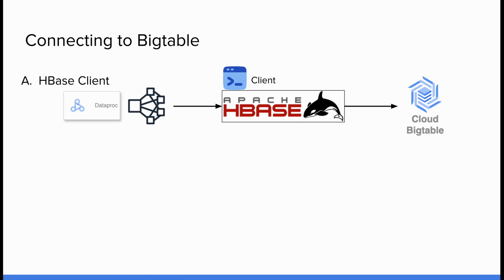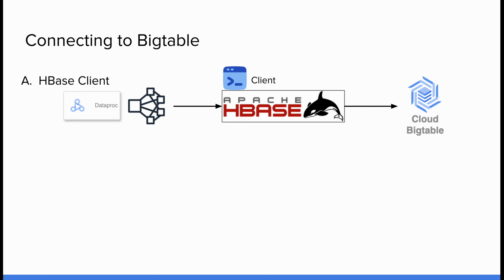Now this slide shows the two ways to connect Dataproc to Bigtable. First, we have the HBase client. This involves connecting your Dataproc cluster to Bigtable through an HBase interface. You can use the HBase shell in your terminal or the HBase client APIs. Here you interact with your Bigtable instance using these familiar HBase commands. This is a straightforward method if you're already working with HBase or you need low-level access to tables and data.